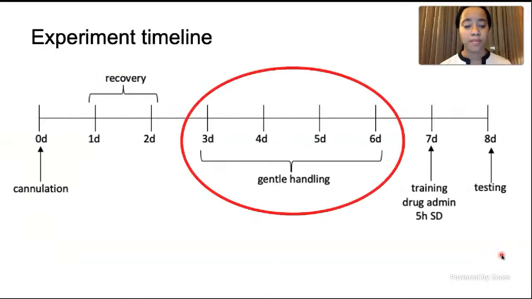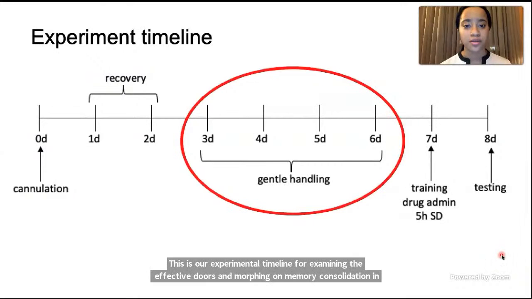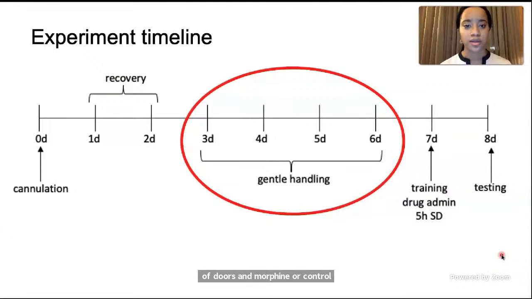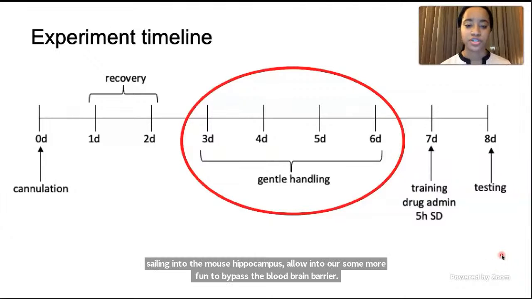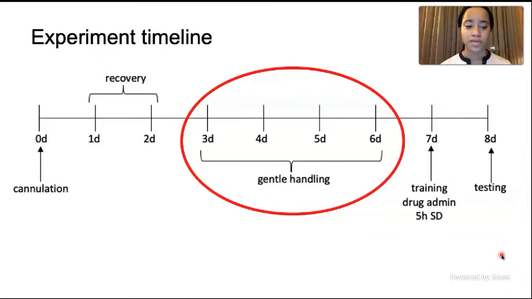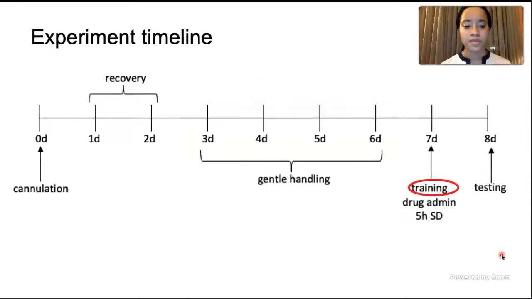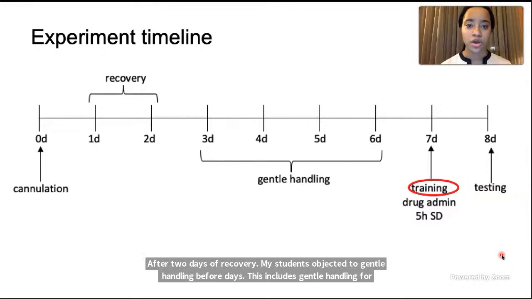After 2 days of recovery, mice are then subjected to gentle handling for 4 days. This includes gentle handling for sleep deprivation as well as gentle handling for the object place recognition task. This is to allow mice to be acclimated to the experimental conditions prior to the actual experiment. The experiment begins with training for the object place recognition task, which I will go over in a further slide.